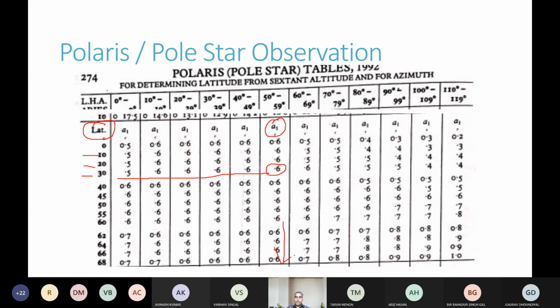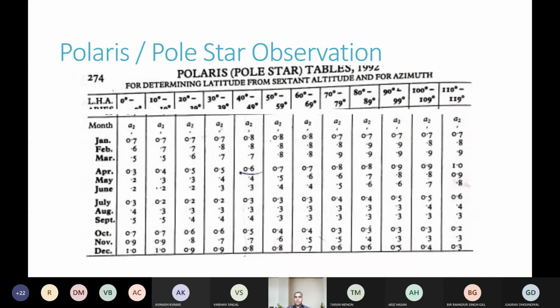Let's go still further. This is the third part of the table. This gives you the A2 correction. In the same column, we will enter for 55 degrees, and we enter with the month of the year. Let us say February. So for February, you see the correction is 0.8 minutes. This is the A2 correction. So from the table we got all three corrections. All these three corrections are positive corrections, plus corrections.